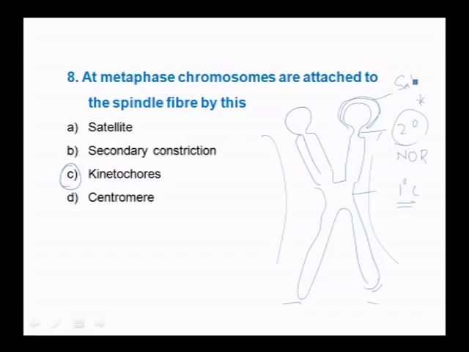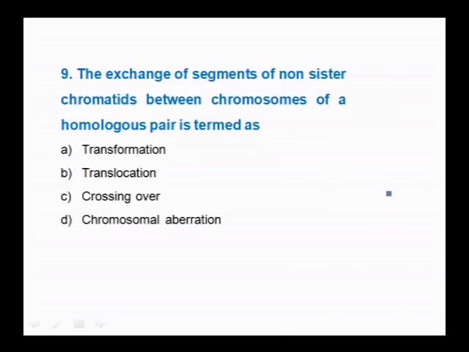Moving on to kinetochore. Kinetochore is a semilunar or subspherical proteinaceous structure which covers the primary constriction, and do remember, spindle fibers come and attach to this particular kinetochore. So the answer for this 8th question is C, kinetochore. 9th question, the exchange of segments of non-sister chromatids between the chromosomes of homologous pair is termed as. The answer for this is crossing over, which happens during the Pachytene stage of prophase 1 of meiosis.